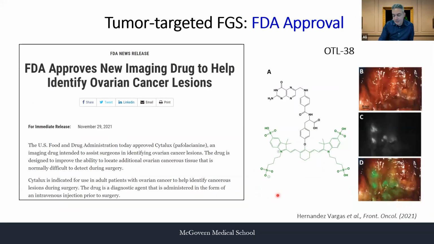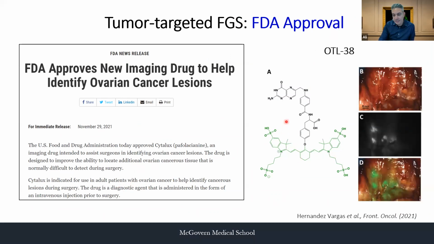And a short 10 years later, in 2001, shown here in November, we get the FDA news release that the compound OTL-38, known as Cytolux, now received FDA approval for use of intraoperative imaging in patients with ovarian cancer.